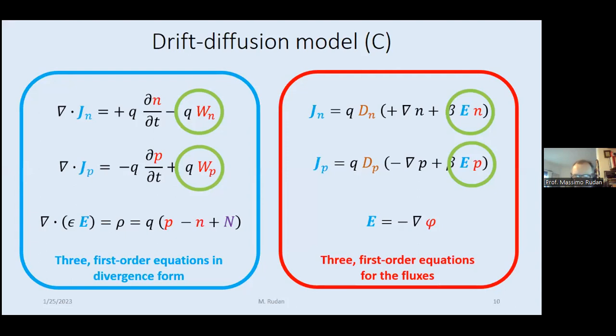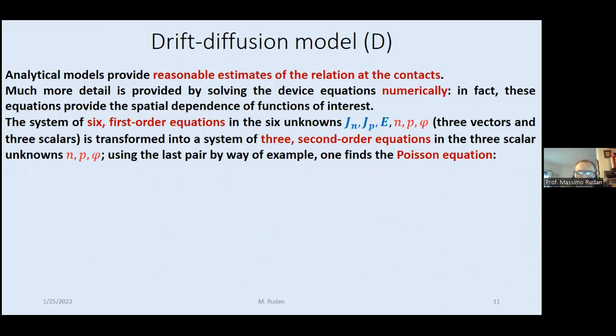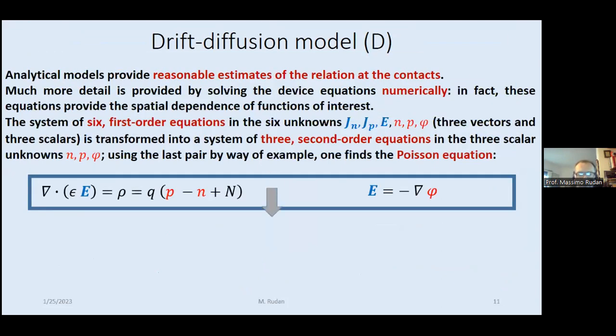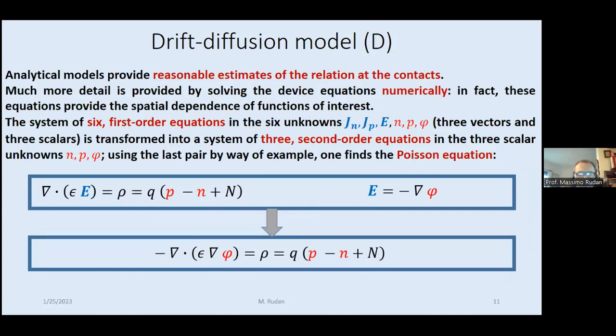The first step for the solution of them is the elimination of the vectors. This is the indication of non-linearities, and it can be done rather easily. I'm giving an example here. We simply take the couple of equations, including the first Maxwell equation and the definition of the electric field, and we put them together by inserting the vector from the right into the left equation. We end up with a single equation in which there are only scalar unknowns, phi, p, and n.